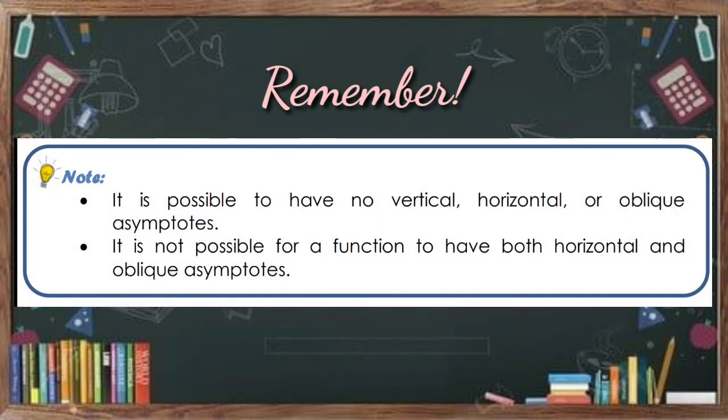Okay, so we need to remember this one. So, it is possible to have no vertical, horizontal, or oblique asymptotes. And it is not possible for a function to have both horizontal and oblique asymptotes, di ba? Kapag mayroon tayong horizontal, hindi na tayo magpo-proceed sa ating oblique. But when we don't have horizontal asymptote, then we will be having oblique asymptote. Okay?